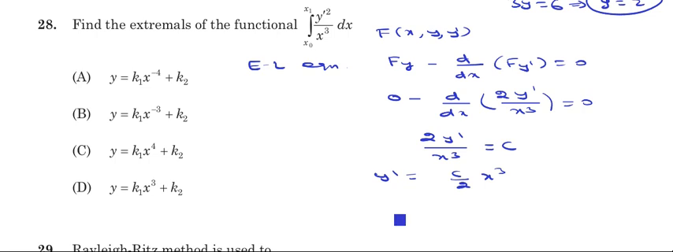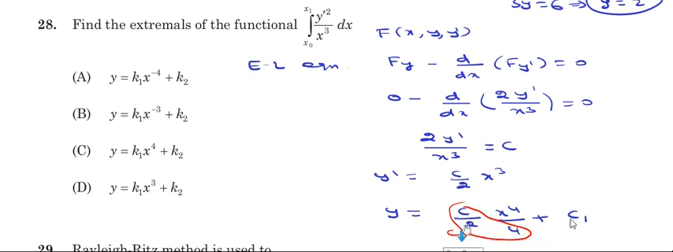Now we integrate this one. So y is equal to c by 2 x power 4 by 4 plus some other constant c1. This can be written as some k1, and the other constant can be written as some k2. So therefore based on this we can say option C is correct. The other options are wrong.